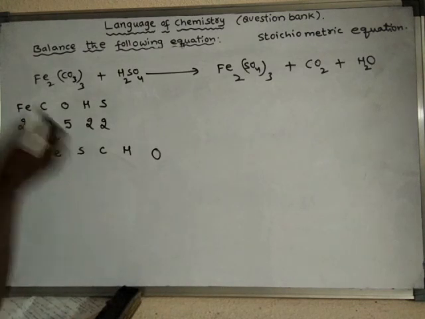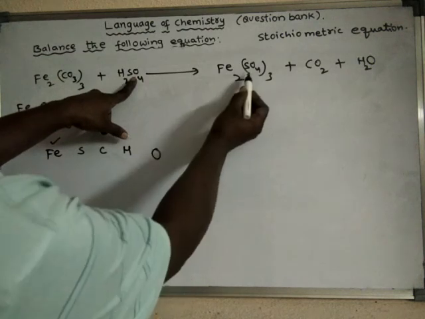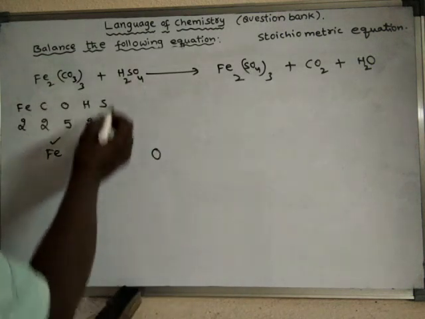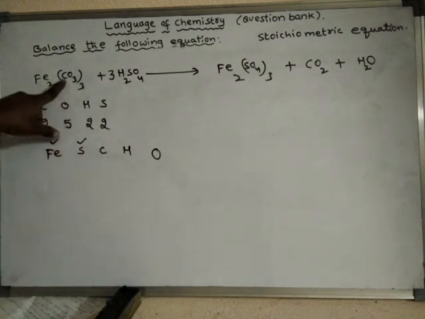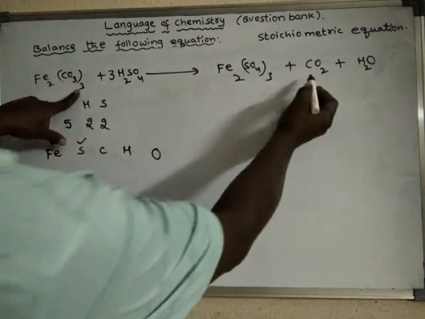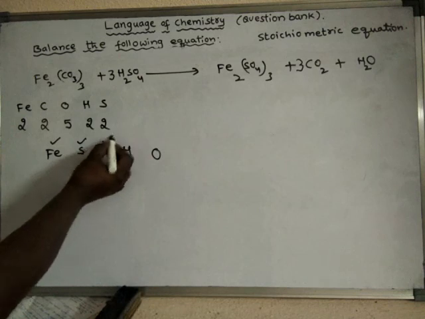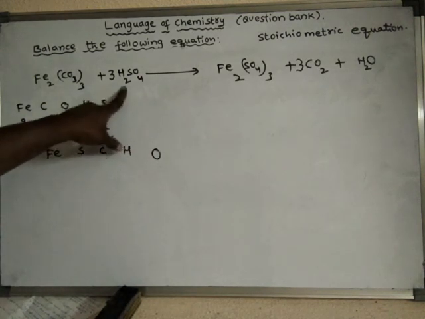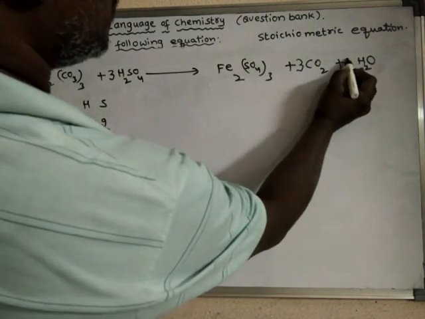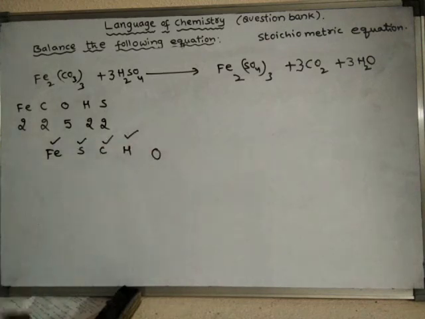Hence iron is balanced. Now check for sulfur. Only 1 sulfur atom is there, but here there are 3 sulfur atoms. So now put 3 here. So now sulfur is also balanced. Carbons. So 3 carbons are there, but here only 1. So I will keep 3 here. Now carbon is also balanced. Hydrogens, 6 hydrogens. If I keep 3 here, 6 hydrogens. Now hydrogens are also balanced.